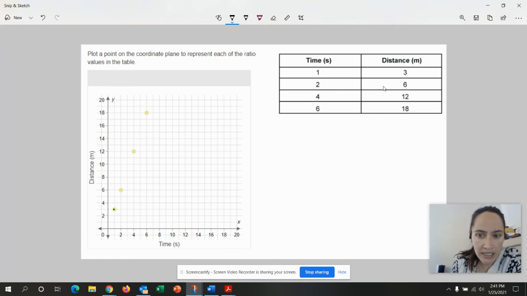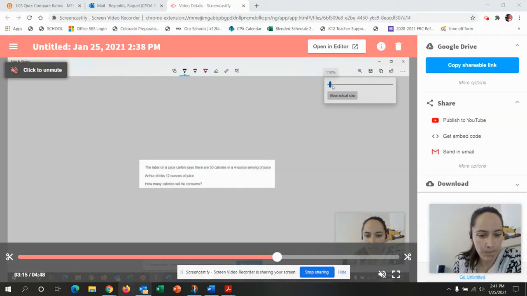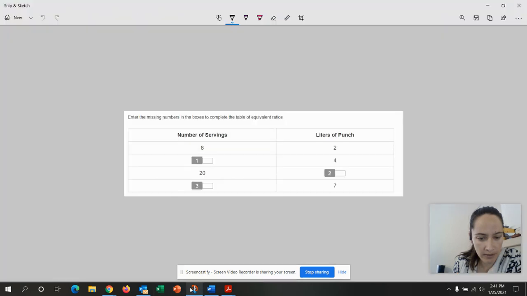2 is 6, so time is on the x-axis. I go to 2, I go up to 6, and I find it. When time is 4, distance is 12. So I go over 4 and then up to 12. And when time is 6, I go over to 6 and then up to 18. Good job. Great work.